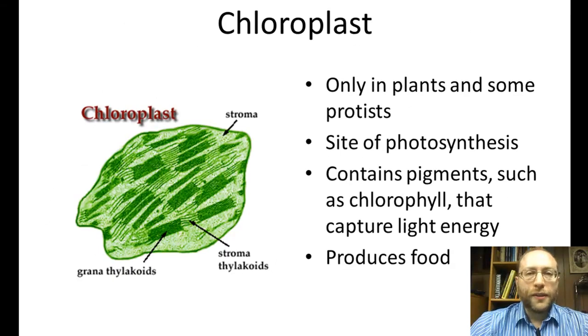The next organelle is one that's found only in plants, and also in some plant-like protists like the euglena that we saw, which actually has some functions like a plant and some functions like an animal. The chloroplast is the site of photosynthesis, and it contains pigments like chlorophyll that capture the energy in light. Using that energy, it takes water and carbon dioxide, combines those molecules, and makes a new molecule, sugar, which is the food.